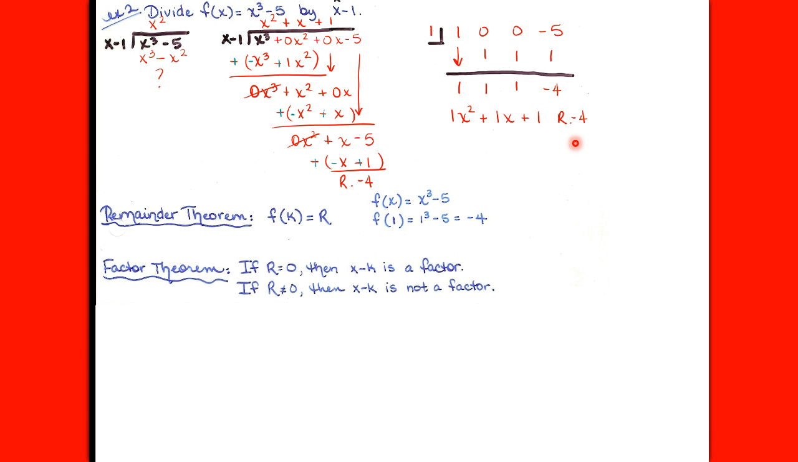And we're not going to write r negative 4 for our remainder. A little more mature way of writing that remainder is to take that remainder and write it over our divisor. So since we were dividing this by x minus 1, we would just say negative 4 over x minus 1, because that's the part of the whole that I have remaining.